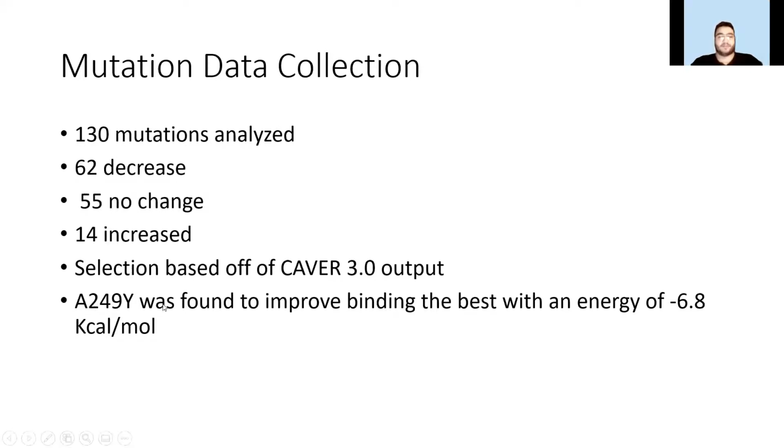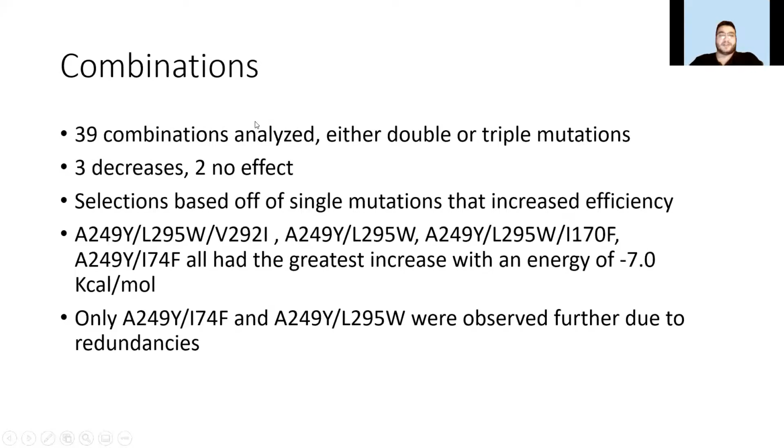Of all these single mutations, A249Y was found to improve the binding the best, with an energy of minus 6.8 kcal per mole. Using this data, we combined it with different mutations to see if those had a greater effect. 39 combinations were analyzed, either double or triple mutations. 3 showed a decrease, 2 had no effect, and the rest had an increased affinity. These were based off the single mutations that increased affinity. For example, let's say we had two that each increased the affinity. We want to see if together they increase the affinity even more.